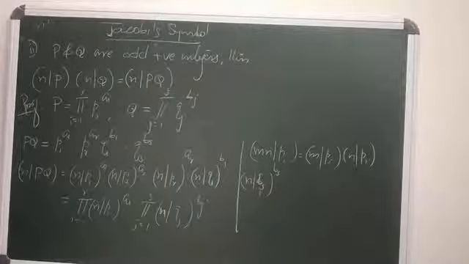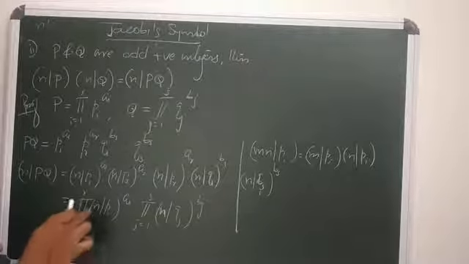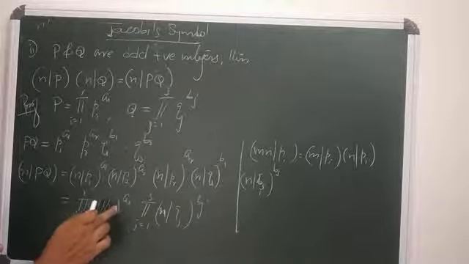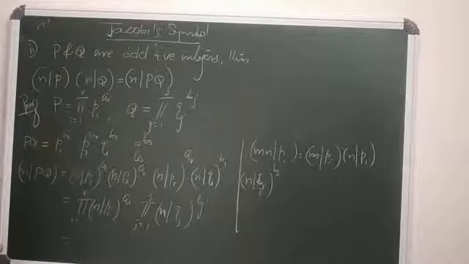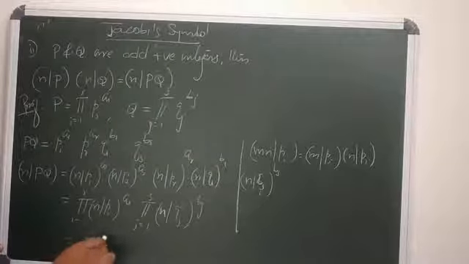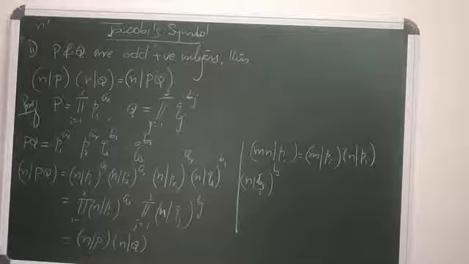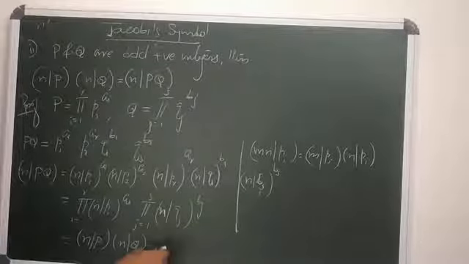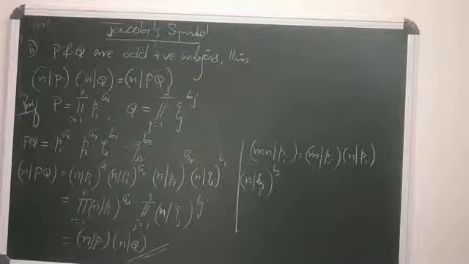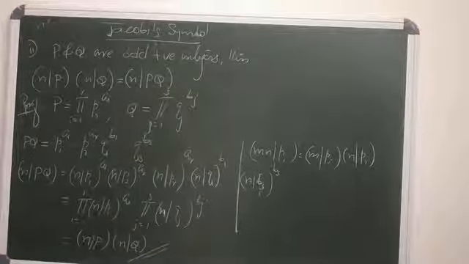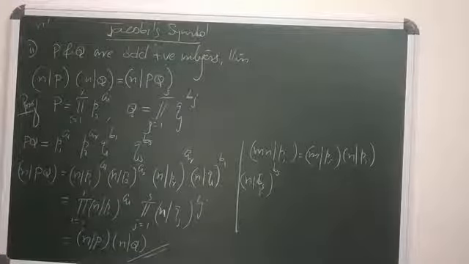This is nothing but the product, i ranges from 1 to r, of (n/p_i) to the power a_i, which is the prime factorization of p. So by the Jacobi symbol, it is (n/p) into (n/q). So we have (n/p) into (n/q) is nothing but (n/pq). So this is the proof of the second property of the Jacobi symbol: for any odd primes p and q, (n/pq) is (n/p) into (n/q).